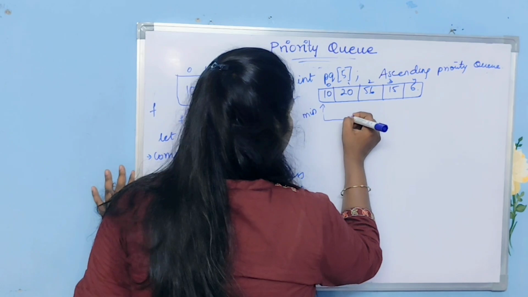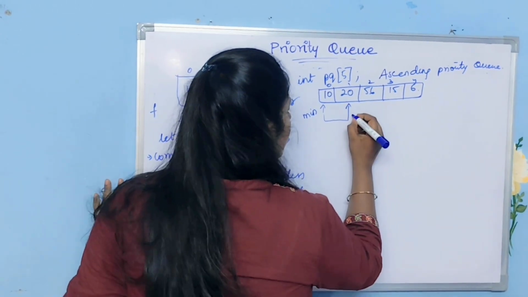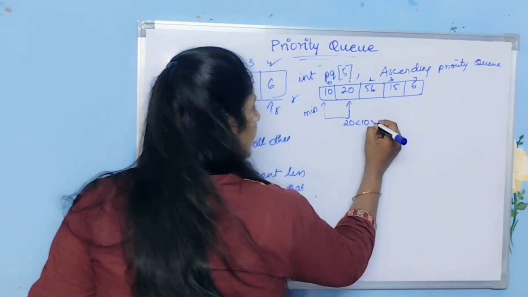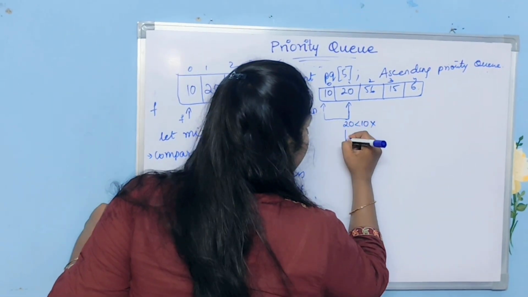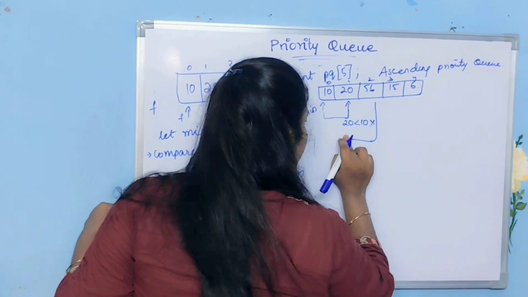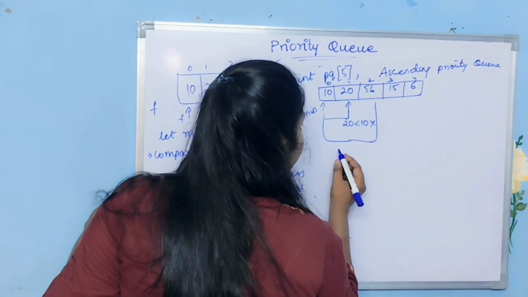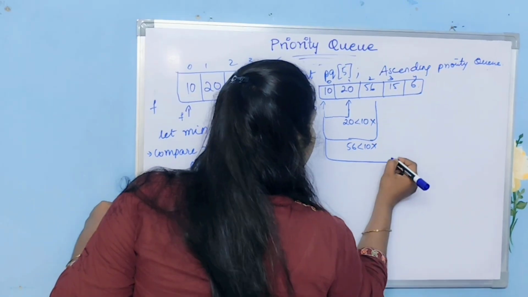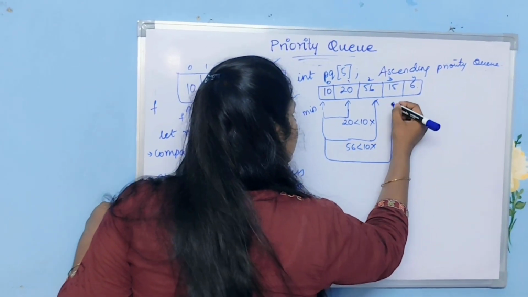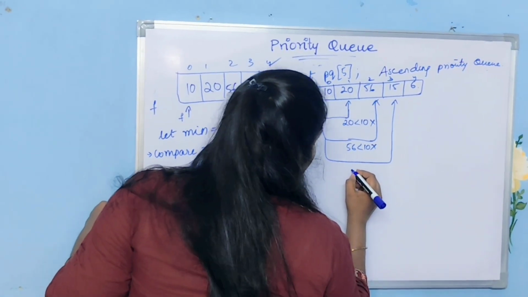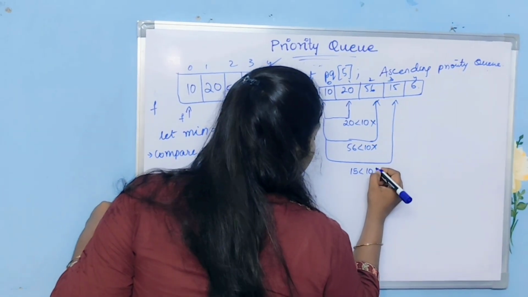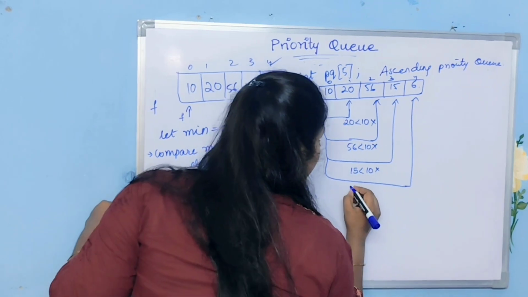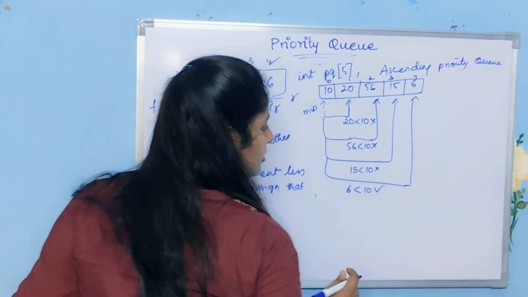Now 10 is compared with 20. Is 20 less than 10? Condition false, so keep incrementing. Now 10 is compared with 56. Is 56 less than 10? Condition false. Again, is 15 less than 10? Condition false. Again, is 6 less than 10? Condition true.